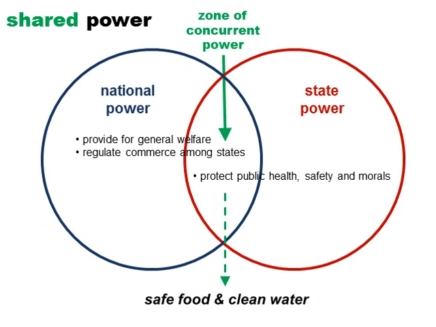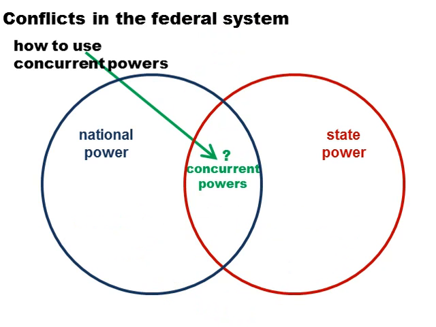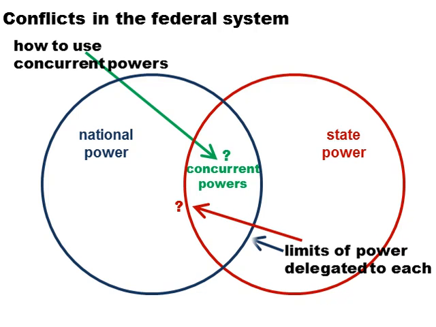Power sharing by governments, which are accountable only to the people, creates tension. They'll disagree about how to use concurrent power and about the limits on each other's power.